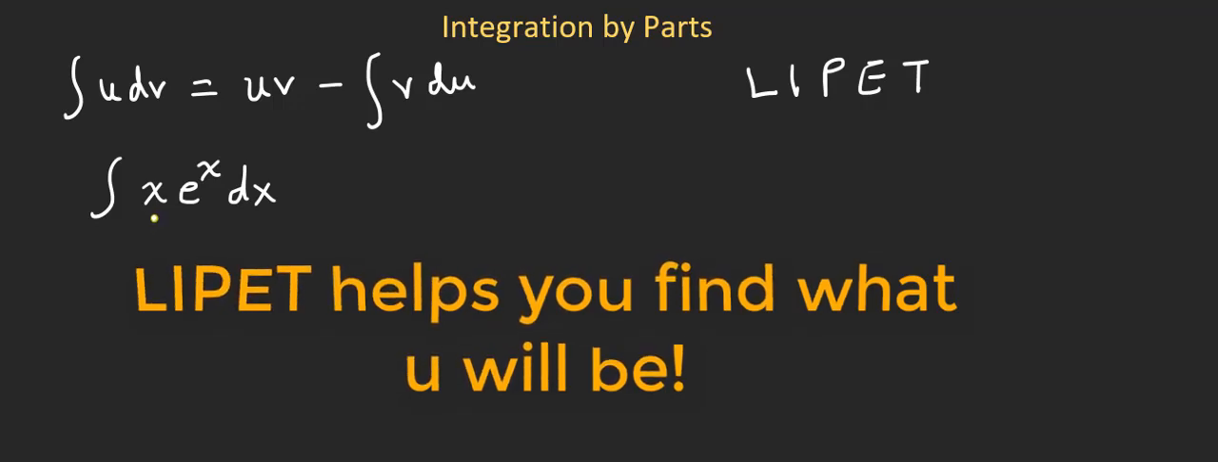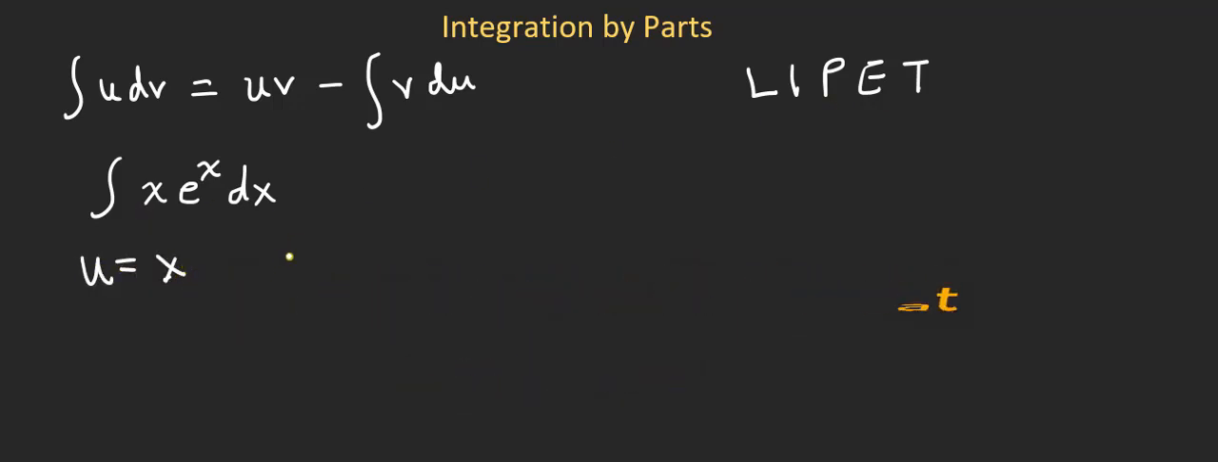Well, we have x, which is a polynomial. We have e to the x, which is exponential. So here the polynomial comes first before exponential. So we're going to let u equal x and dv equal e to the x dx. This acronym will come in very handy, so make sure you know how to use it.